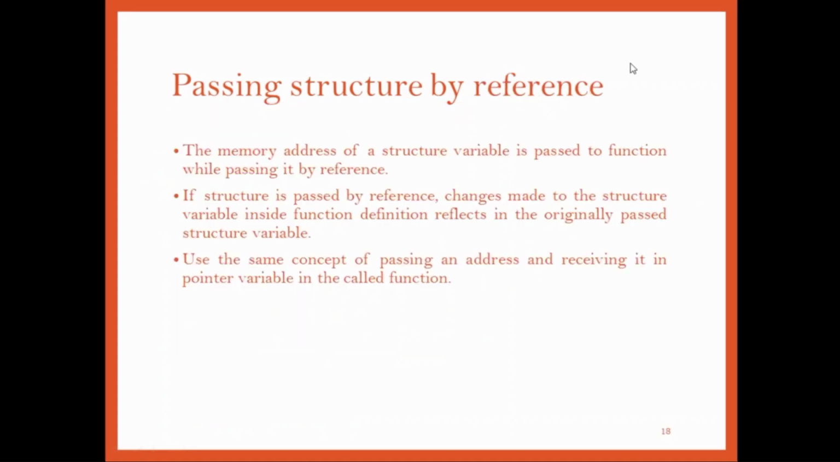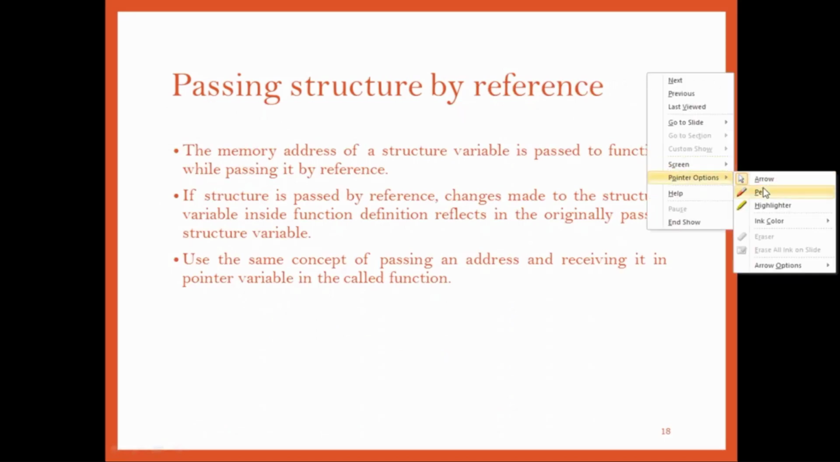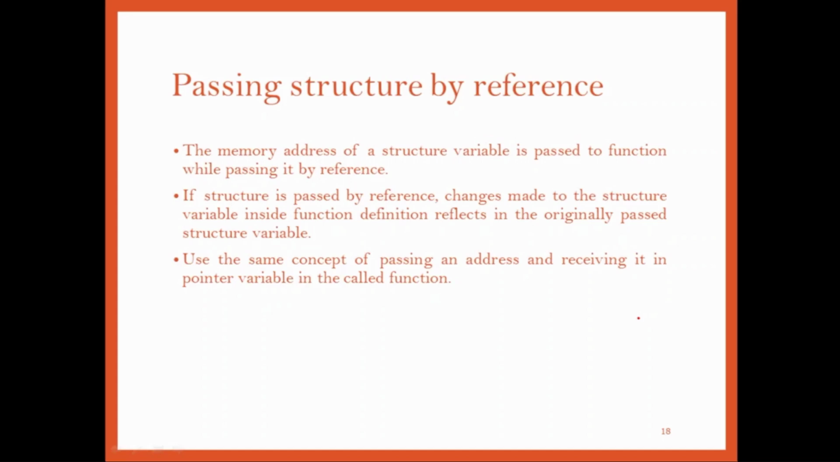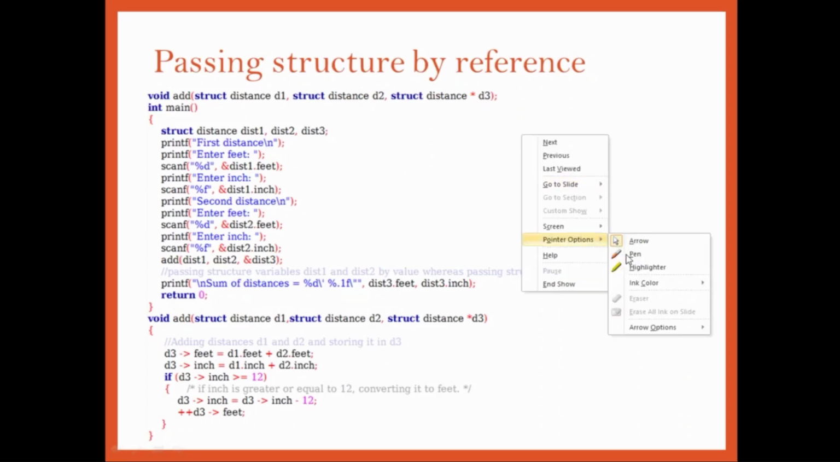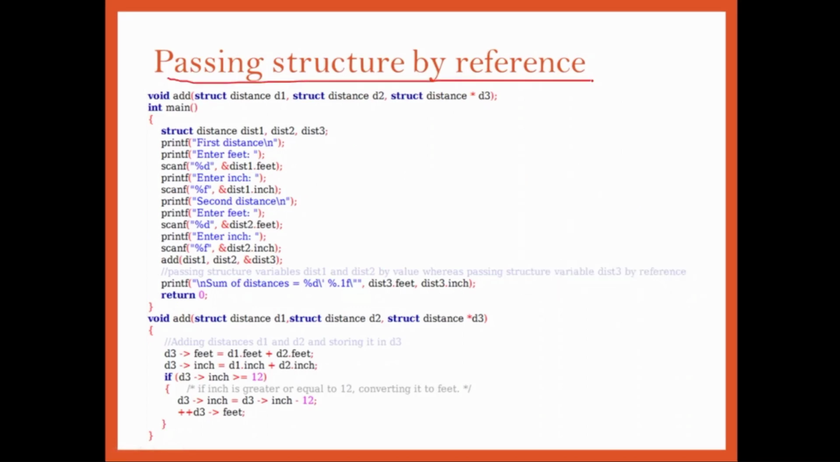Okay. Then next is passing structure by reference. In that, the memory address of a structure variable is passed to the function. If a structure is passed by reference, changes made to the structure variable inside the function definition reflect in the originally passed structure variable. So we use the same concept of passing an address and receiving it in a pointer variable in the called function. This is an example of passing structure by reference.